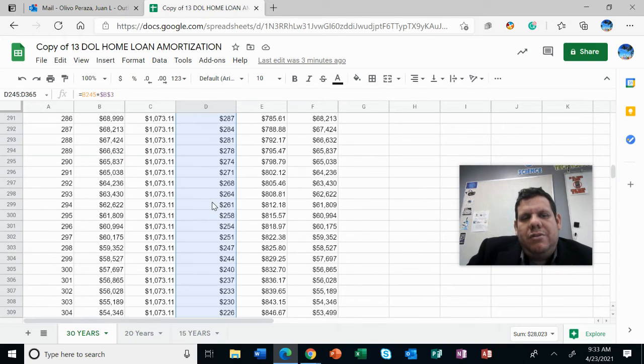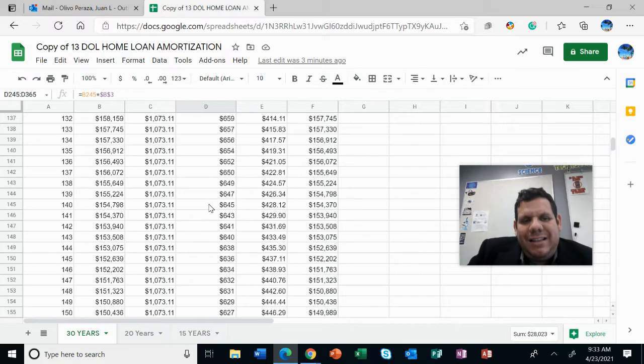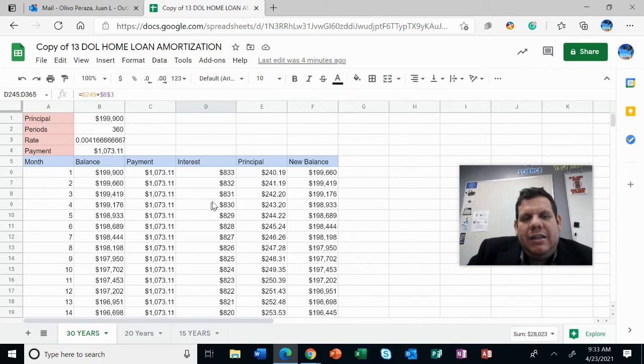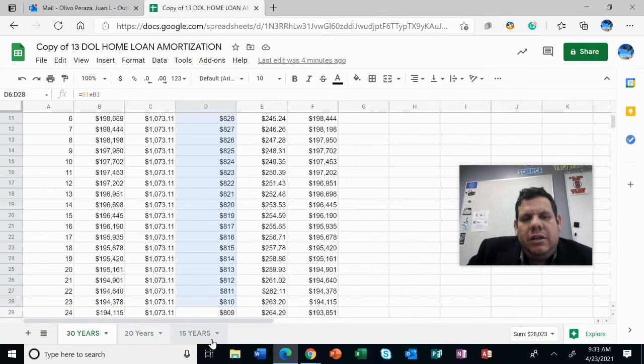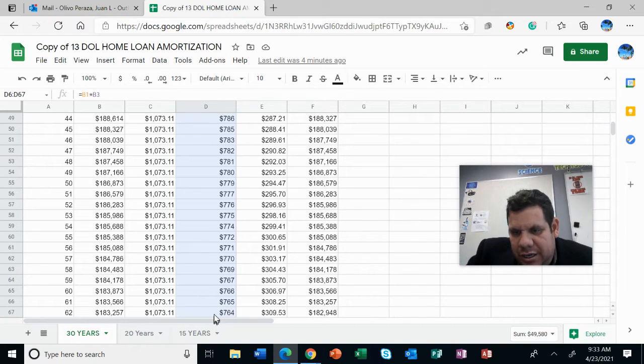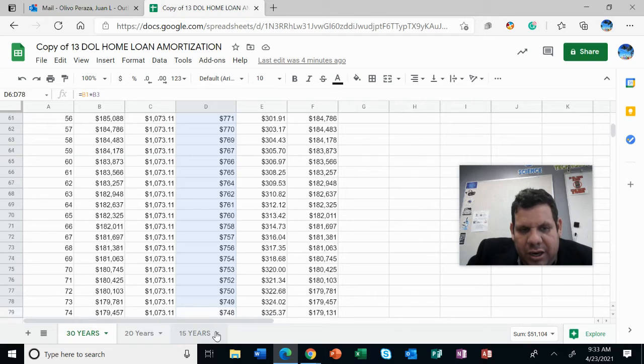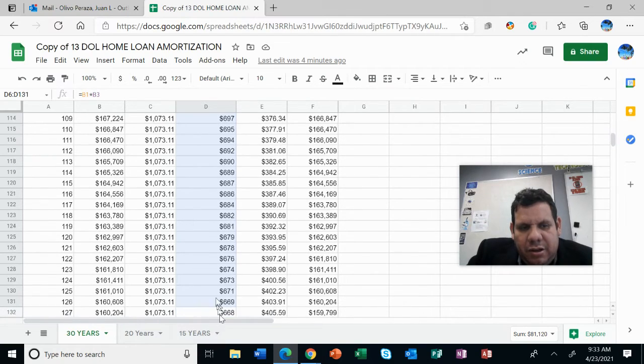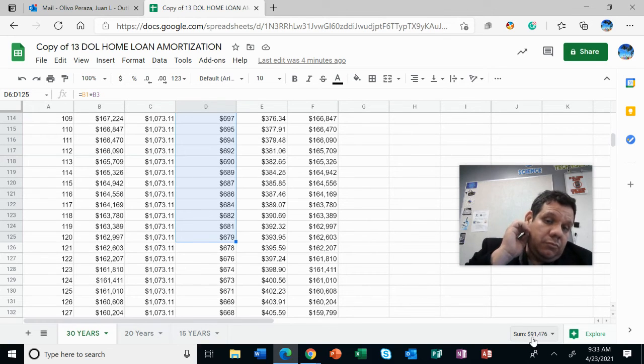Okay, so most of the interest is paid during the first years. Okay, so as you can see, in only 10 years, which is 1/3 of this term, let me go to 120. Okay, you're paying half of the interest. So this is a lot of money. This is a lot of money that you are paying, and this money is lost.